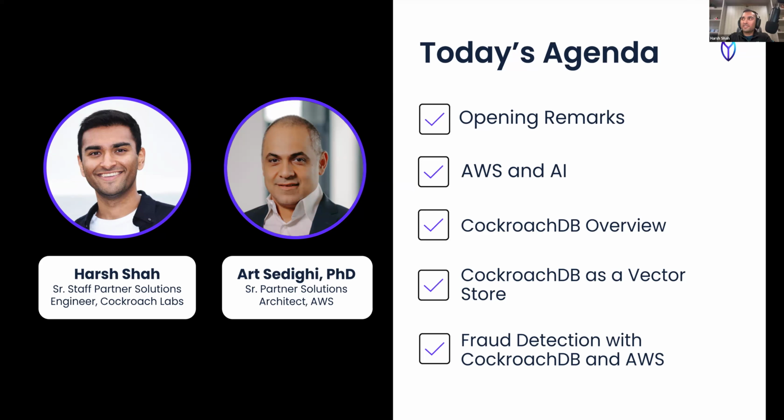So for today's agenda, we have a couple of opening remarks that we just went over, but we also want to get into what AWS is doing, especially in the AI space. Then for folks who are not too familiar with CockroachDB, we're going to do a really quick crash course on what CockroachDB is, and then dive deeper into how you can use CockroachDB as a vector store and how you can use CockroachDB and AWS for fraud detection use cases. So that's our overall agenda for today. It's going to be a lot of content. If you have any questions, don't be shy. Feel free to put them in chat.